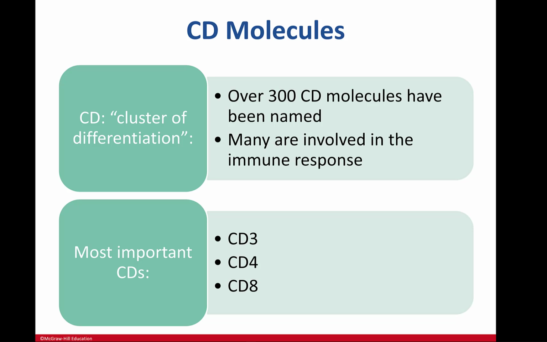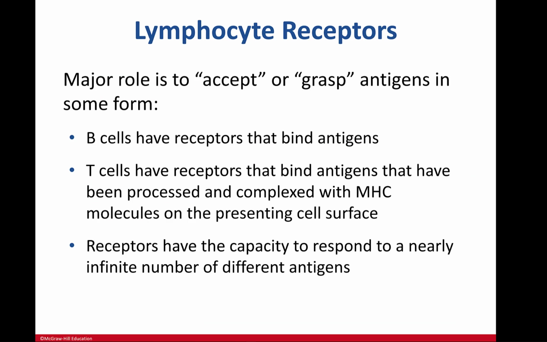And then the CD molecules, the cluster of differentiation. We have about 300 of them so far that we've recognized, and many of them, like the CD3, 4, and 8, are really important types of cluster of differentiation. They are rafts of proteins that float around in the membranes, whose sole purpose is a sort of unique fingerprint or uniqueness of the cell, and it identifies the type of cell and other features. So lymphocyte receptors' major role is to accept or grasp antigens in some form.